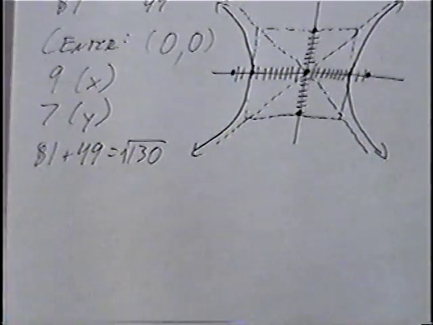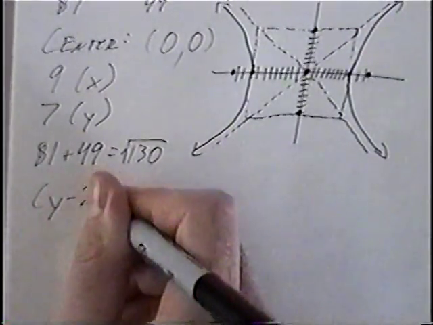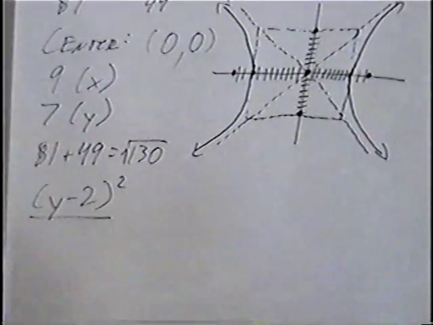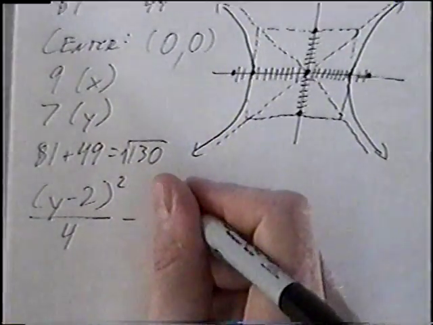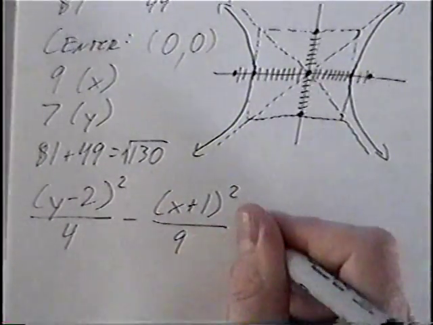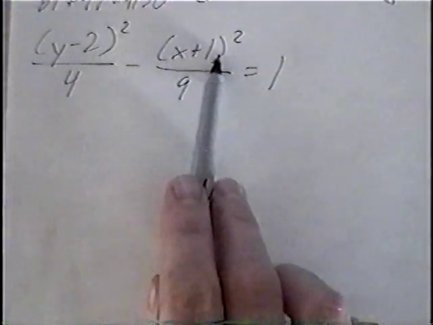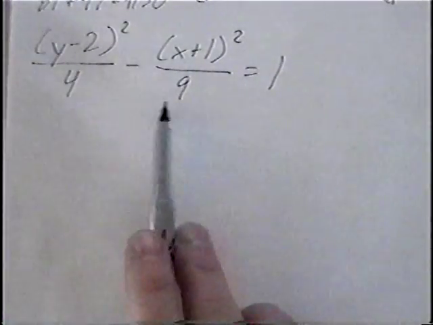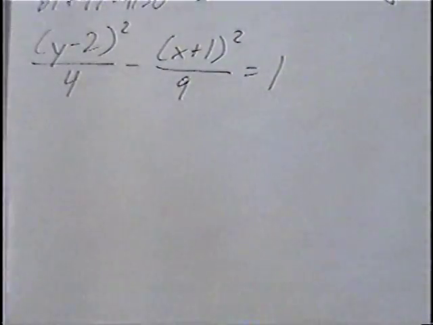Second graph and last equation for the section is y minus 2 squared divided by 4 minus x plus 1 squared divided by 9 equals 1. And again, this is in standard form. We have x and y squared on the same side, both in fraction form, with a minus sign between them, and it's equal to 1.